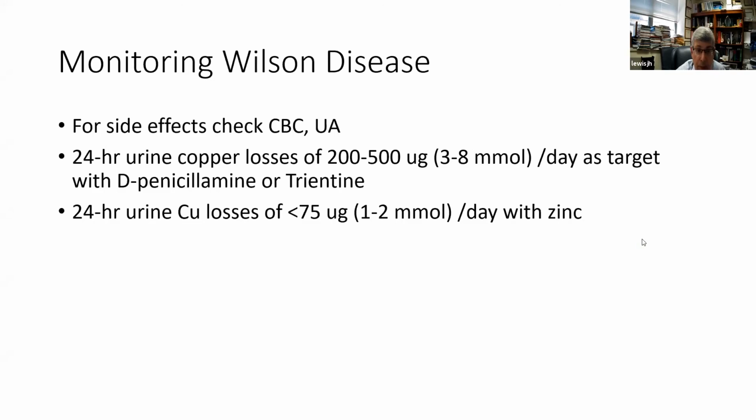What did I say about monitoring Wilson's disease? Oh, how do we monitor them? We do urinary copper, and we want to keep it low, less than 75. We want to keep their ceruloplasmin normal. You also want to make sure that they're not anemic, that they're not having renal problems.